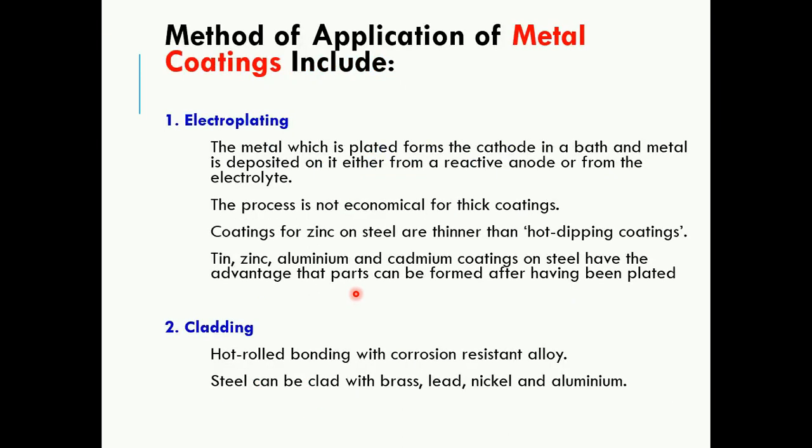And the methods of application of metal coating include electroplating, where the metal to be plated forms the cathode, and then metal is deposited on it either from a reactive anode or from the electrolyte. Or we can use cladding, hot roll bonding with corrosion resistant alloy cladding. That's what we call cladding.